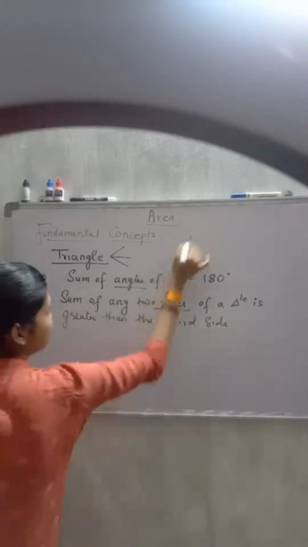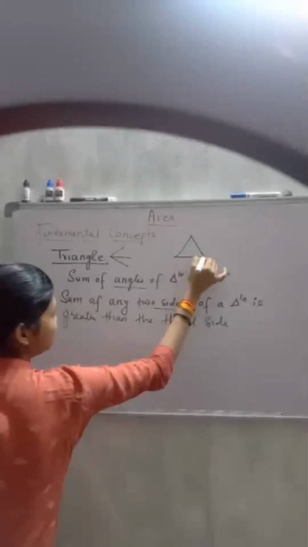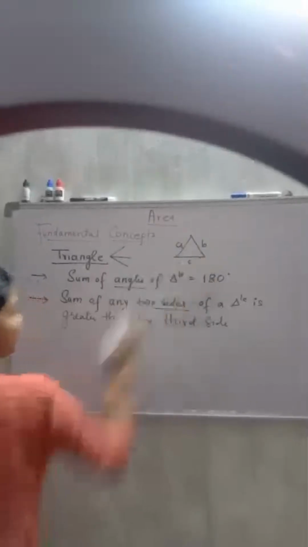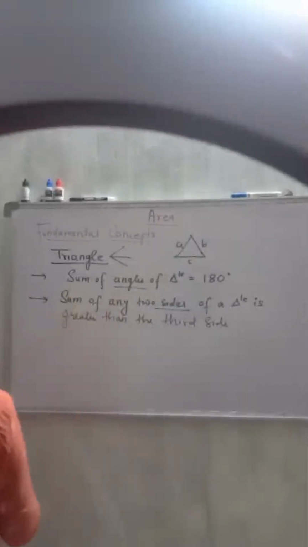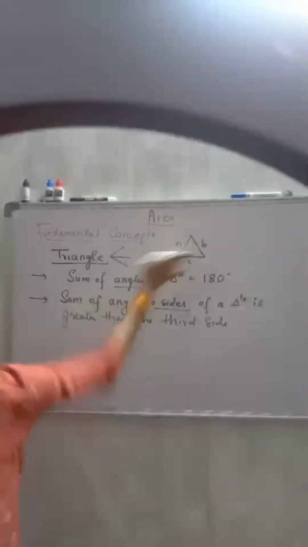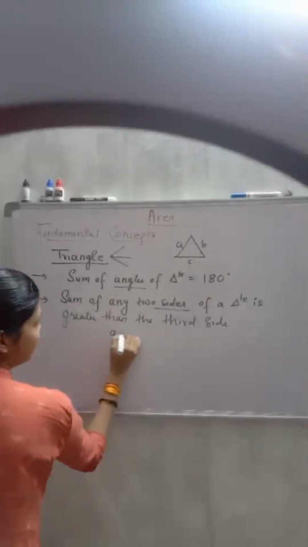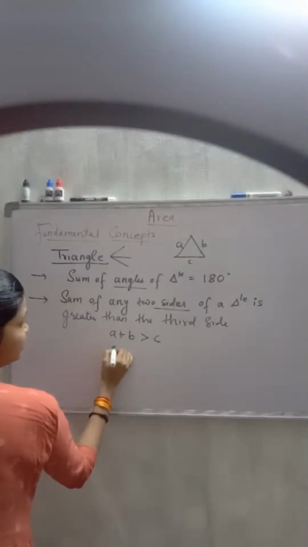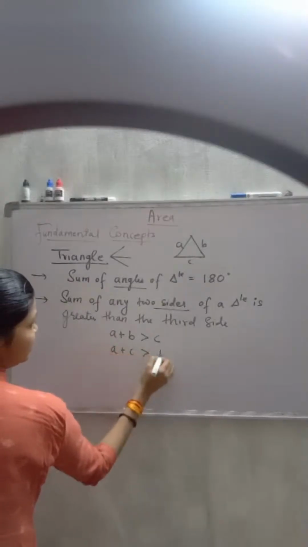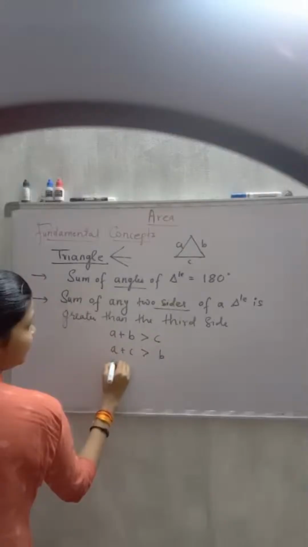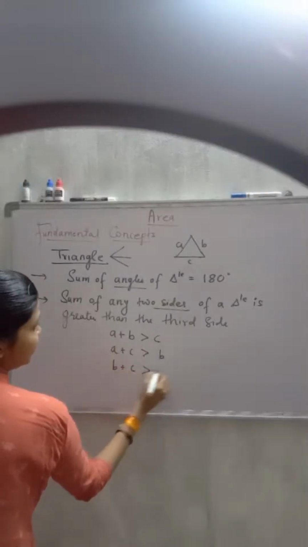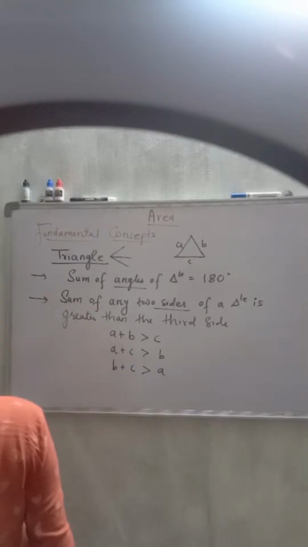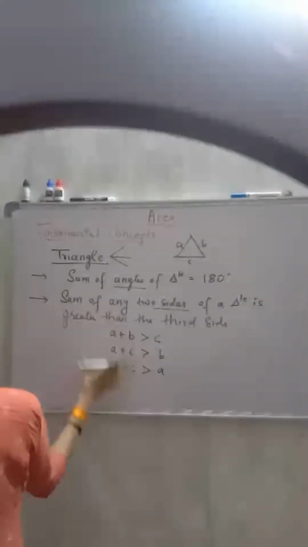Suppose we have this triangle, 3 sides, A, B, C. So when will it be triangle? When A plus B is greater than C, A plus C is greater than B, B plus C is greater than A. So this is related to general triangle.